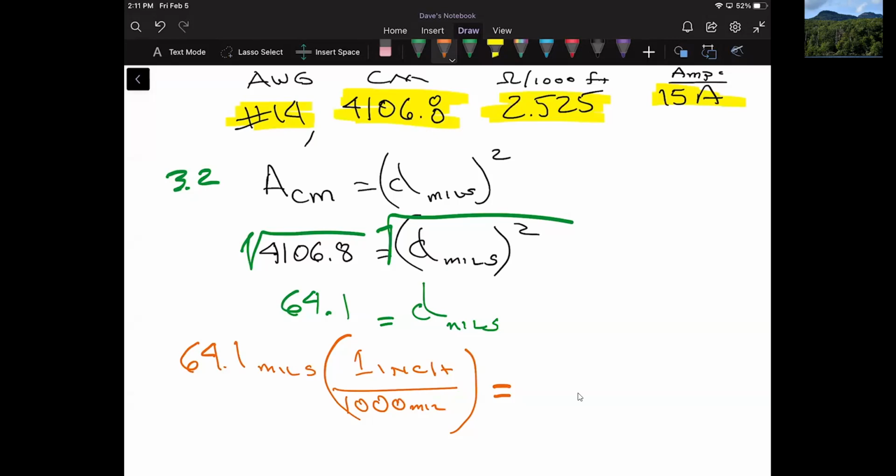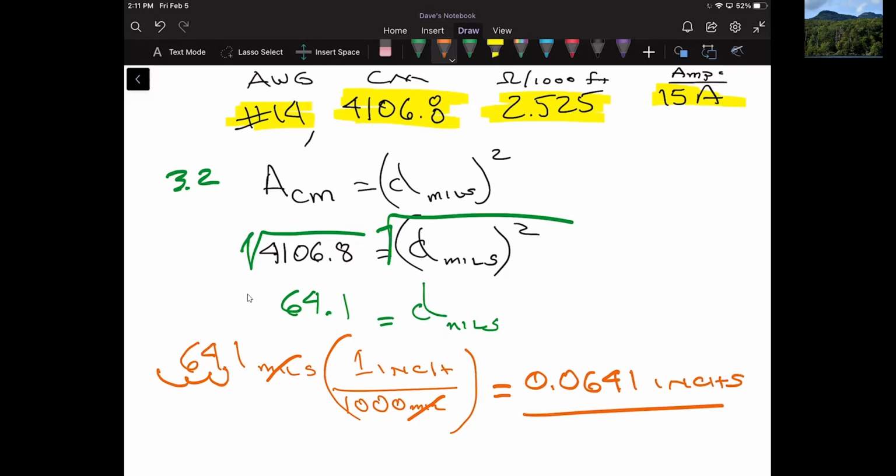I can make a conversion now if I want to get a feel for the actual diameter of this wire. The mils would cancel, and then I'm dividing by 1,000, so I'm just going to move the decimal 1, 2, 3. I'd have 0.641 inches as the diameter of this number 14 wire.